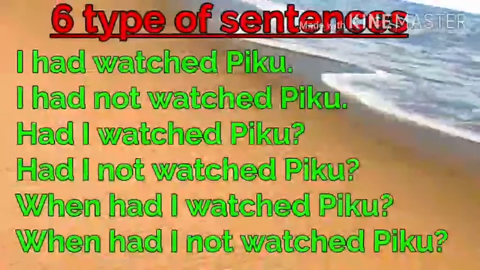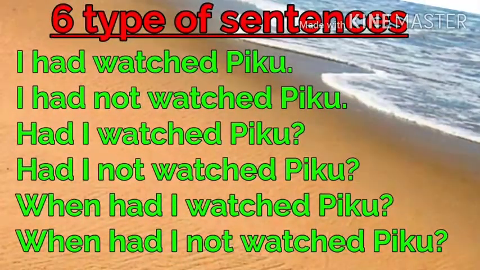Here we will understand the 6 types of sentences, one by one. I had watched Piku. I had not watched Piku. Had I watched Piku? Had I not watched Piku? When had I watched Piku? When had I not watched Piku? So these are the 6 sentences that tell you the affirmative sentence, the negative sentence, the interrogative sentence, the interrogative negative, WH and WH negative.